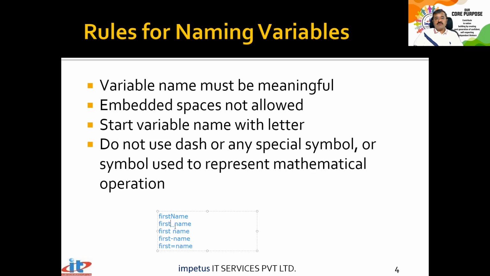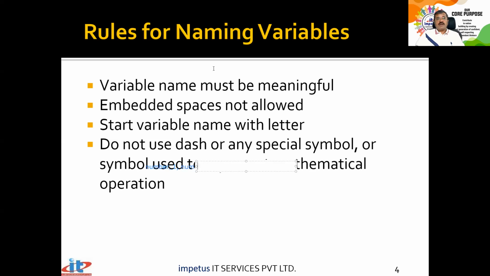The only symbol that we would probably use is underscore, and some languages allow you to use dollar. Nothing more than that. So you can have alphabets, digits, and underscore. Some languages also allow you to use dollar, say first dollar name, that's allowed in some languages. But most of the languages will stick to what we are just now seeing.